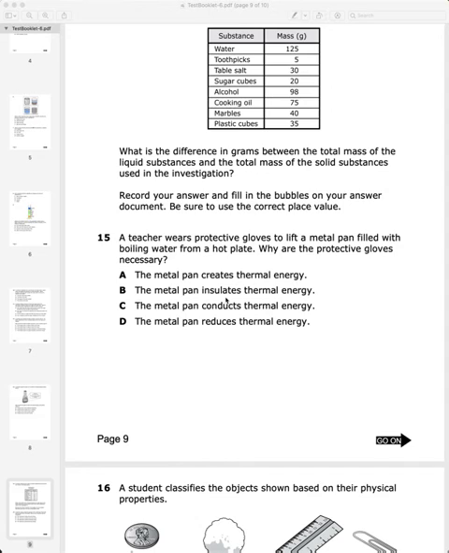Number 15. A teacher wears protective gloves to lift a metal pan with boiling water from a hot plate. Why are the protective gloves necessary? A. The metal pan creates thermal energy. B. The metal pan insulates thermal energy. C. The metal pan conducts thermal energy. D. The metal pan reduces thermal energy.